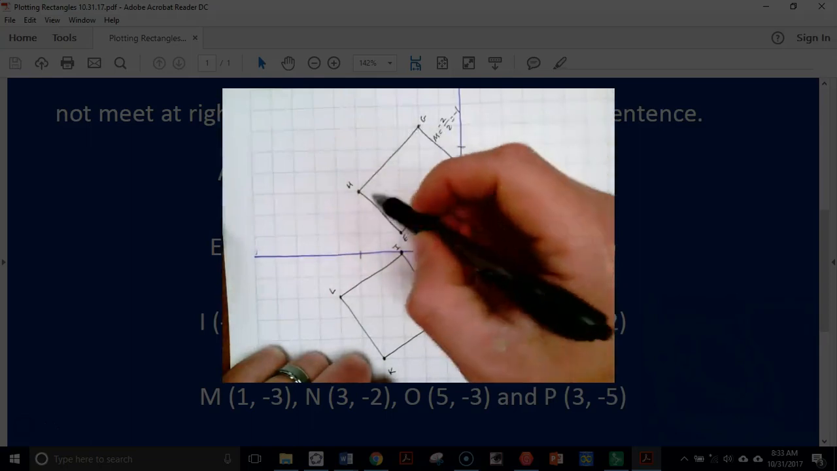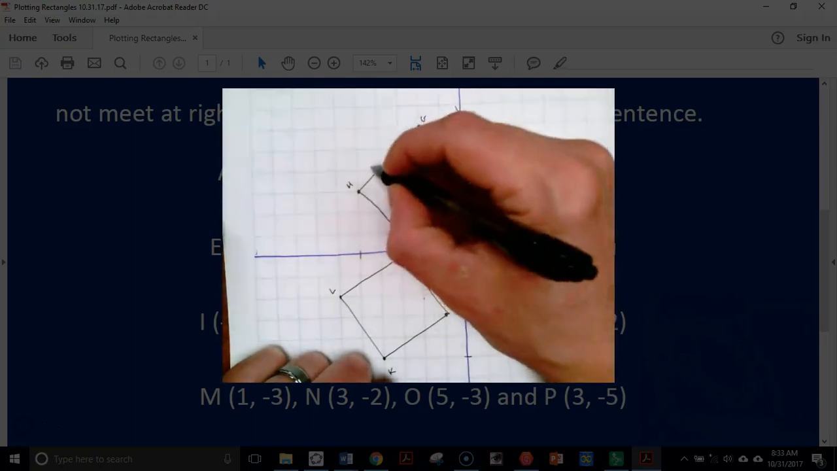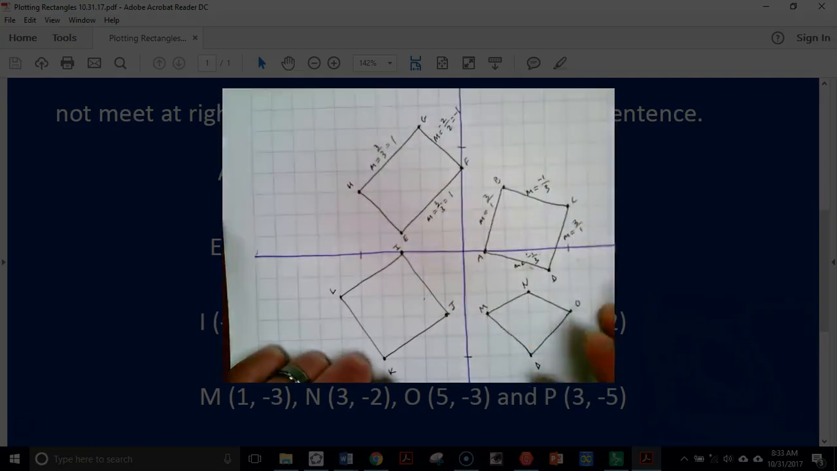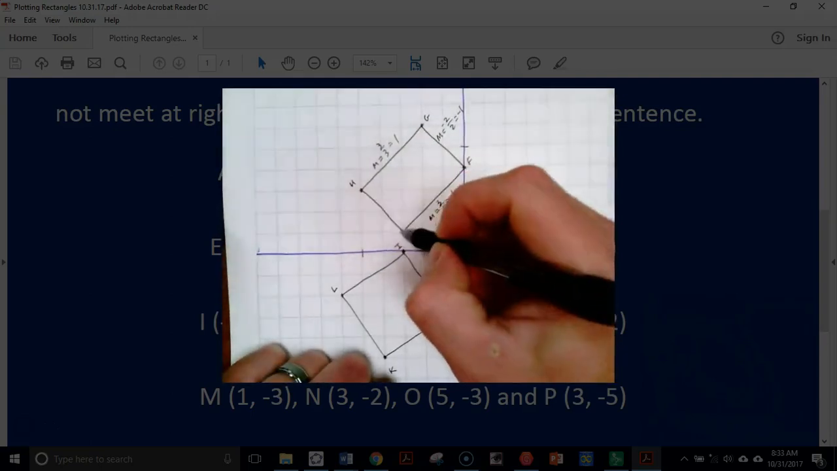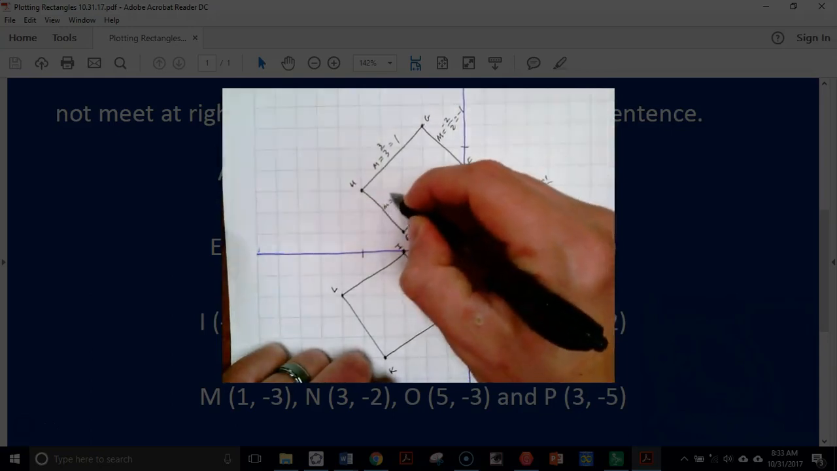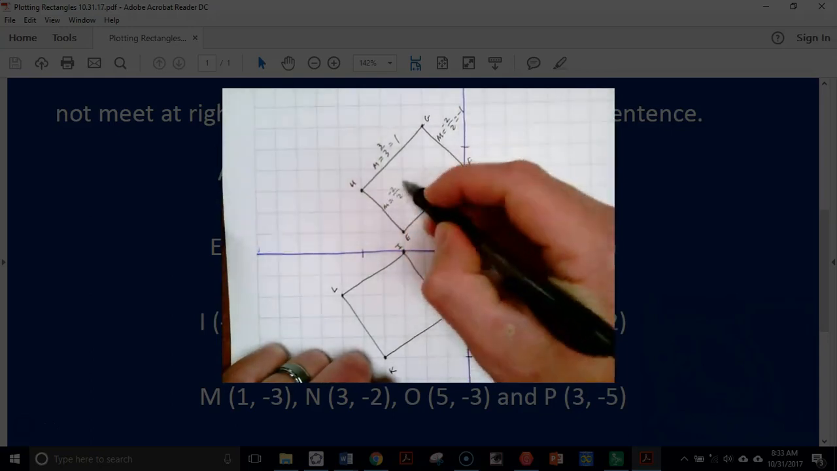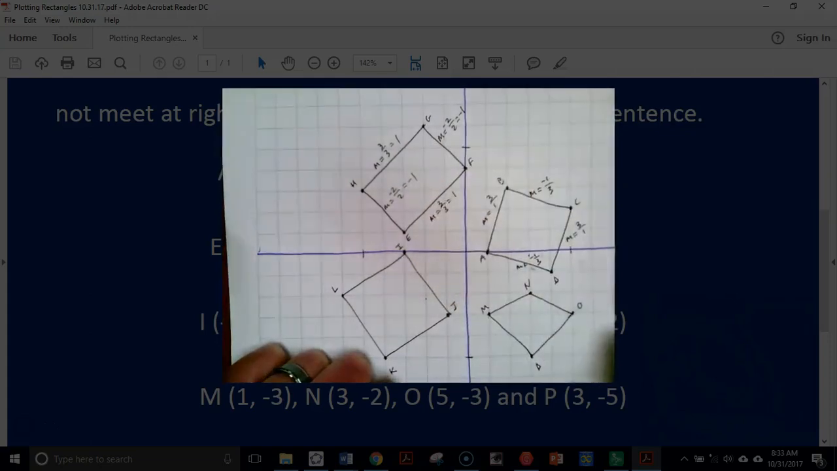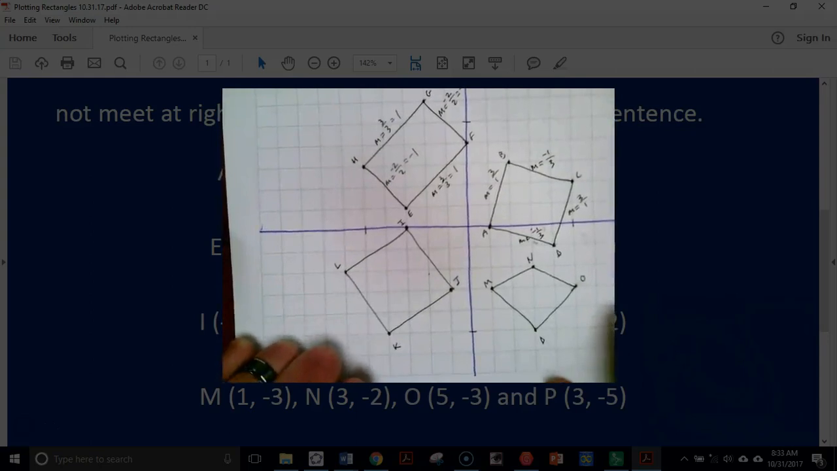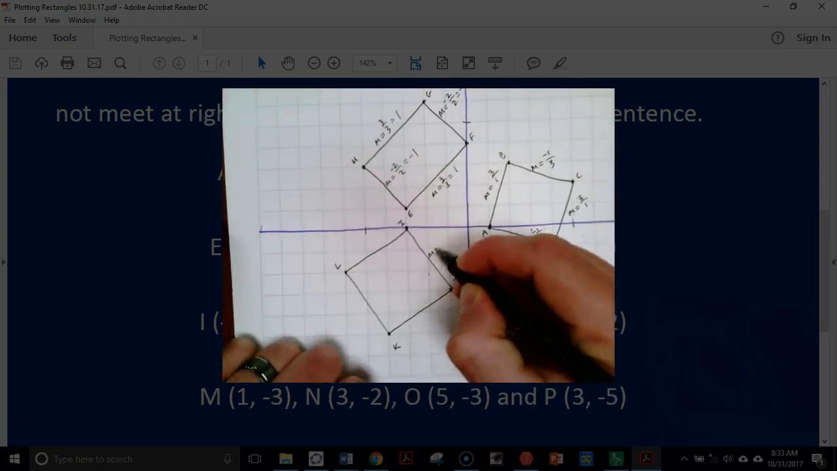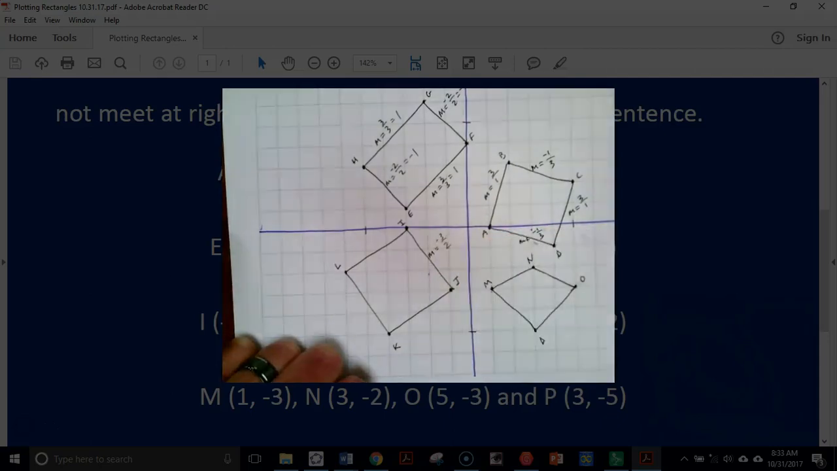From H to G is going to be forward 3, up 3, so that's going to be 3 over 3, which again reduces to 1. And from H down to E is going to be forward 2, down 2, so that's negative 2 over 2, which reduces to negative 1. Okay, here from I to J is going to be forward 2, down 3. So we have negative 3 over 2.